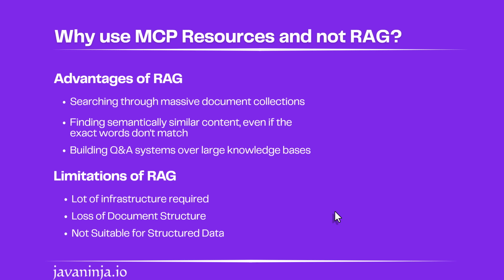Third is loss of structure. Chunking breaks documents into small pieces, meaning the model can lose context like page order, section hierarchy, or relationships between parts of the content. And it is not ideal for structured or dynamic data. RAG works best with static, unstructured text. For things like database records, API responses, or fast changing sensor data, it doesn't shine as much.